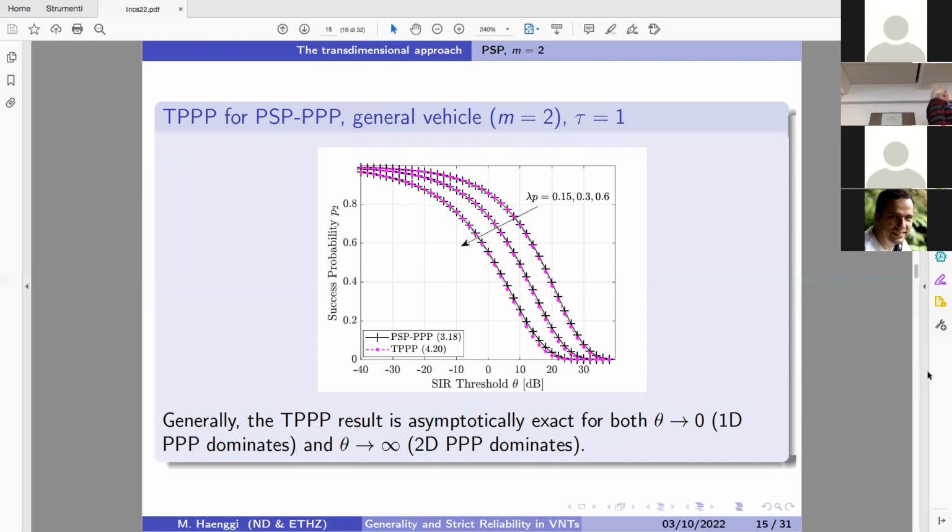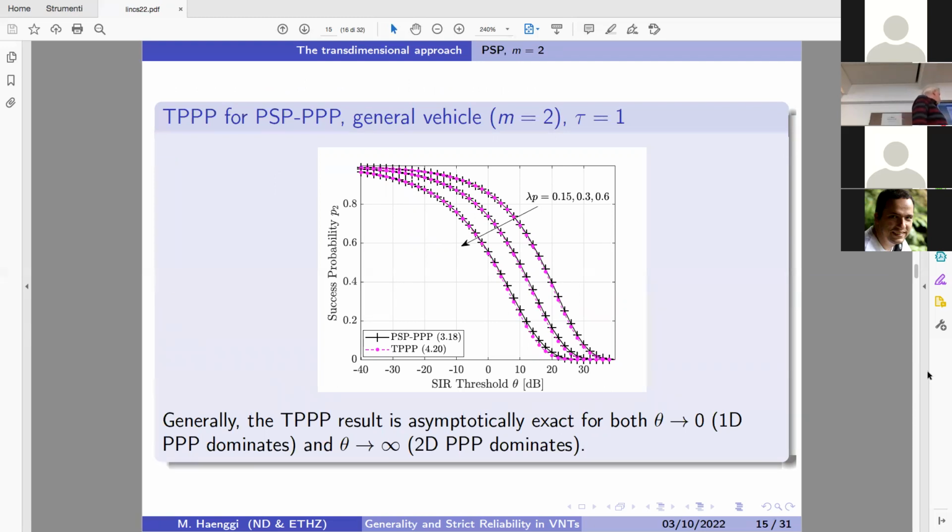Here is a plot for a Poisson stick model for general vehicles. That means m is equal to 2, density 1. And we have the exact plot, these are the crosses, and we have the transdimensional one, these are the purple curves. Now, they're very, very close.